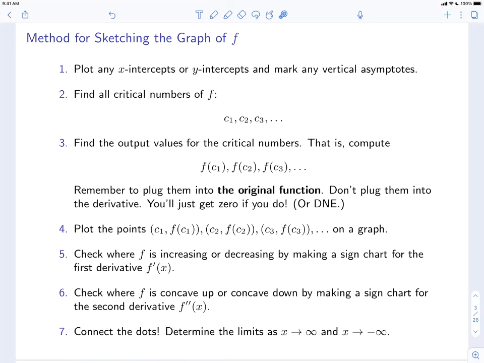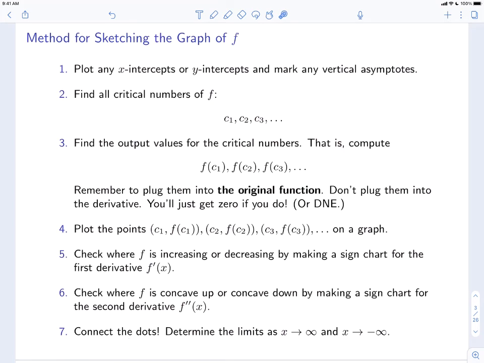Now, the next step is to check where f is increasing or decreasing by making a sign chart for the first derivative. And number 6, we can check the concavity by making a sign chart for the second derivative, f double prime. You put all of this together and basically connect the dots.